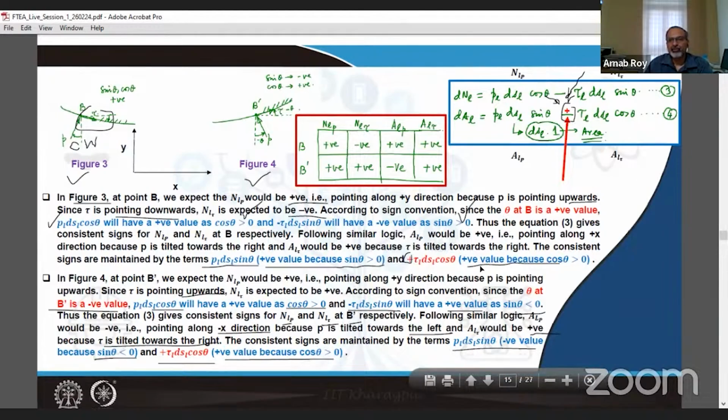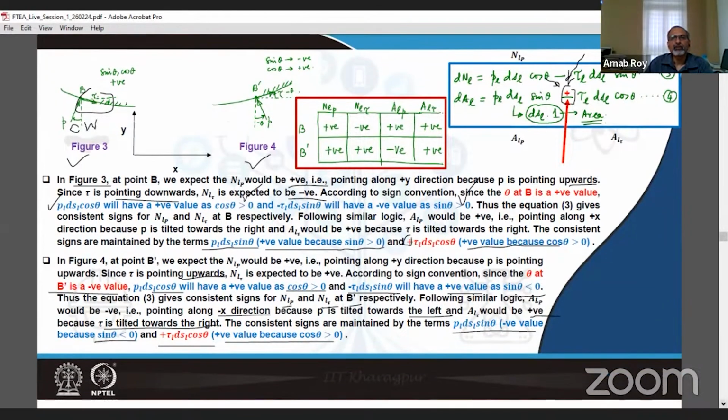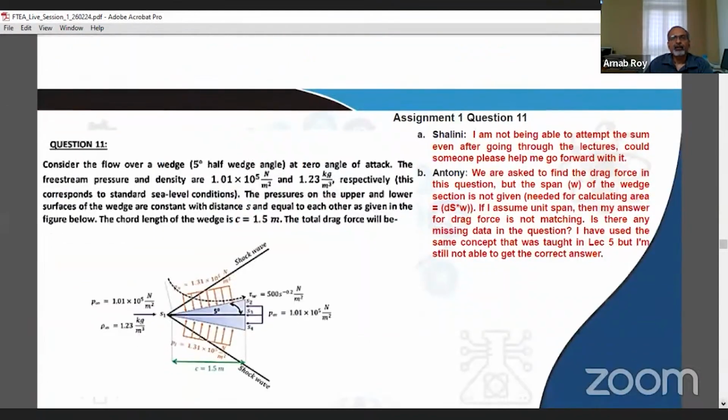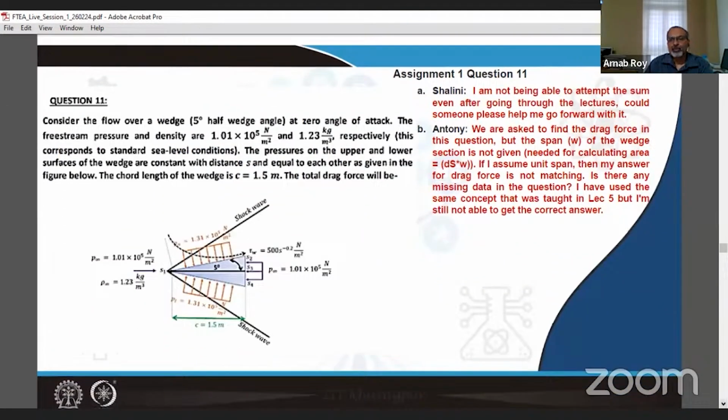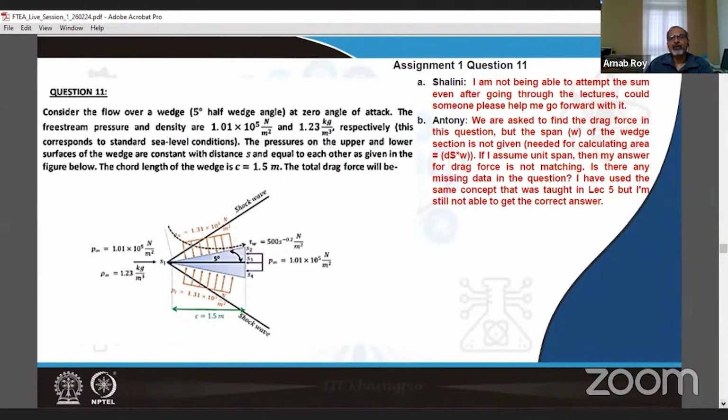So thank you for being very attentive and pointing this out. We did a detailed consistency check here, which would be beneficial for all the students. We move on to the next question. It's from assignment 1, question 11.